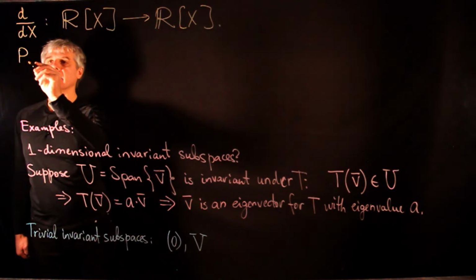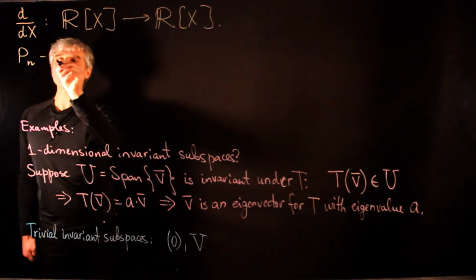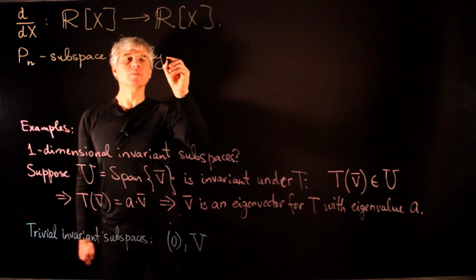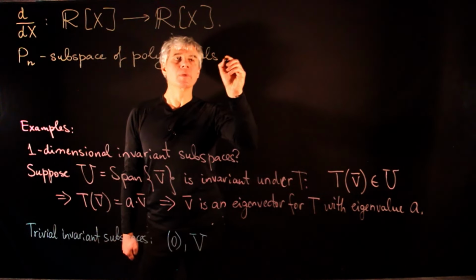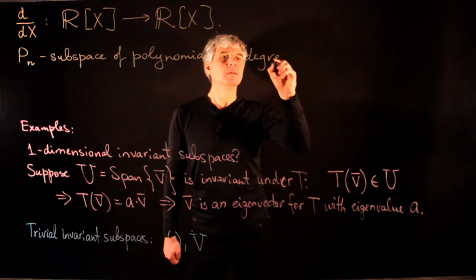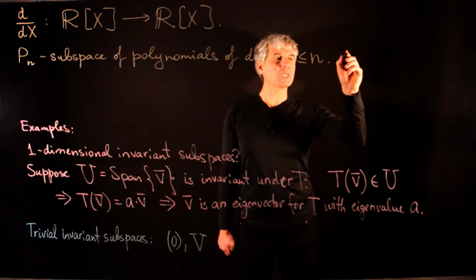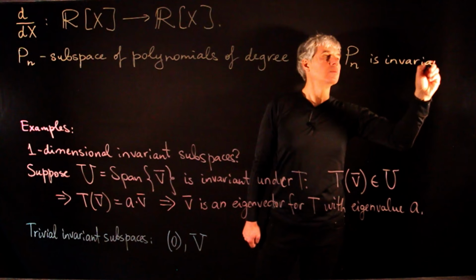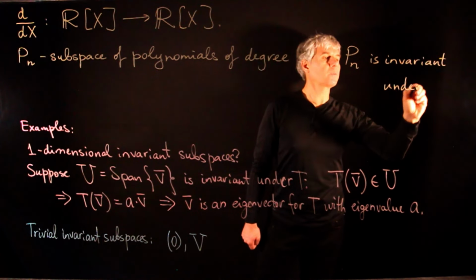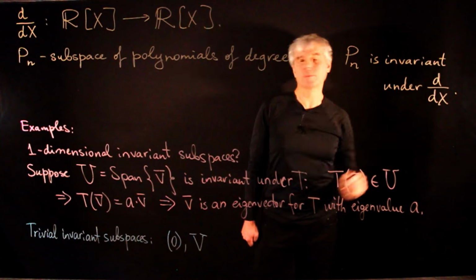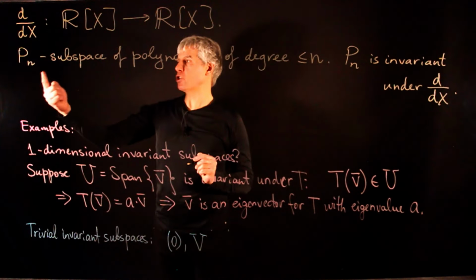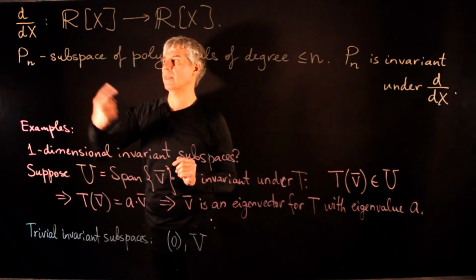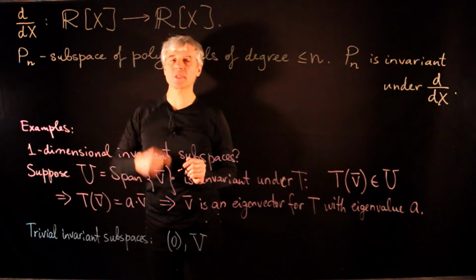So here, if we take P_n as the subspace of polynomials of degree less or equal to n, then we see that this subspace is invariant under this operator of differentiation. So indeed, if we differentiate a polynomial of degree n, then we obtain a polynomial of degree n minus 1. And so the result will belong to the same subspace.